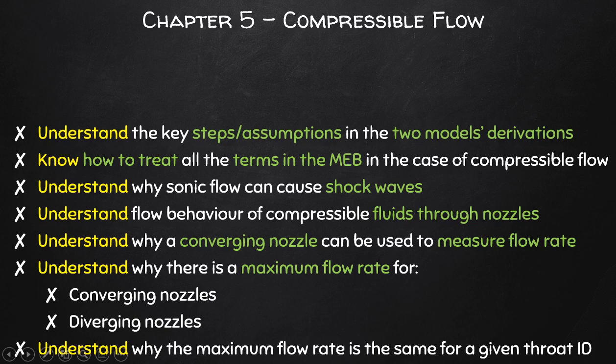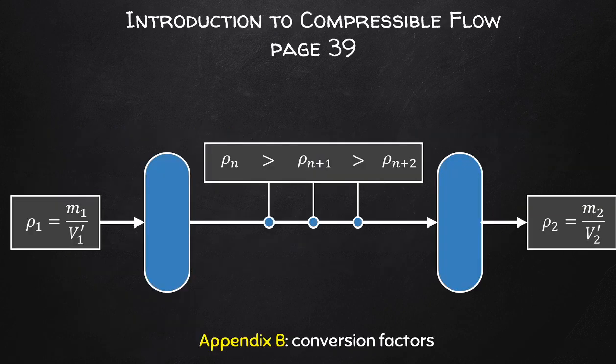We should also know how to treat all the terms in the mechanical energy balance. When we deal with gases, we tend to deal with compressible flows, and so certain terms can be cancelled out and some will remain. We will also go over sonic flows that cause shock waves, as well as flow through nozzles, and how a converging nozzle can be used to measure flow rates. We should also understand why there exist maximum flow rates for a converging and diverging nozzle, and how these are defined mathematically. And last, we will also look at the limits in maximum flow rates through these devices.